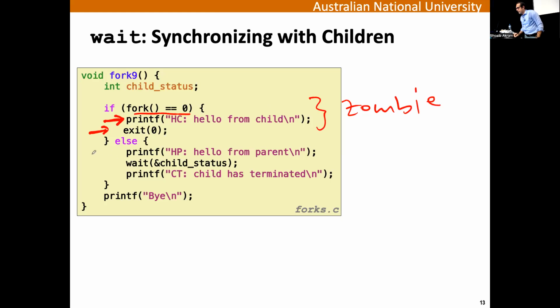The parent does a printf and then it reaps the child. This is called reaping the child. At this point, after this wait, the kernel will remove any trace of the child process from the system. The zombie will be dead instantly. All right, unlike the movies where it takes about 2 hours or so.